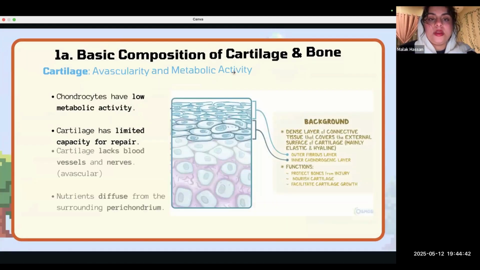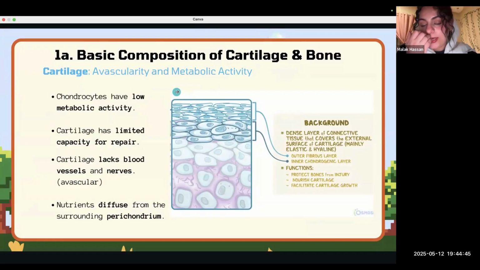This is just commenting again on the avascularity. We said that cartilage is avascular, right? So avascular means that it doesn't have its own blood supply. So how does it get its nutrients? Well, it relies on the perichondrium. The perichondrium, like we said, has its own blood supply, right? So nutrients will diffuse from the perichondrium into the cartilage, and that will supply the cartilage with its nutrients. Now, for the reason that the cartilage doesn't have its own blood supply, this is why chondrocytes have low metabolic activity, okay?